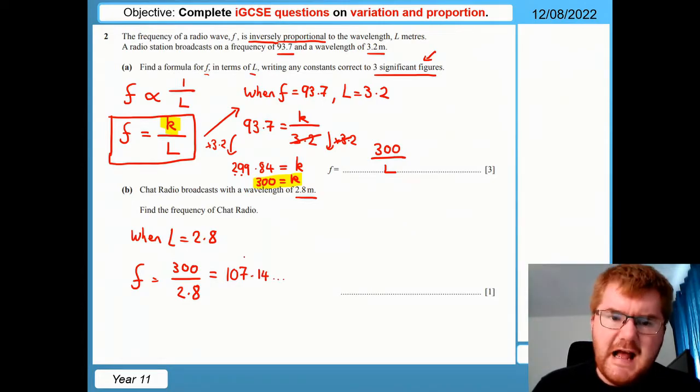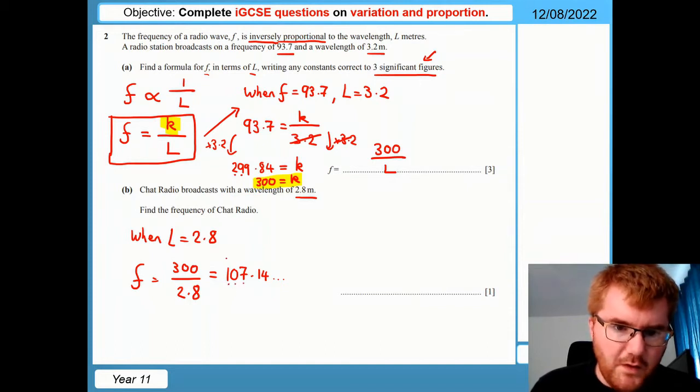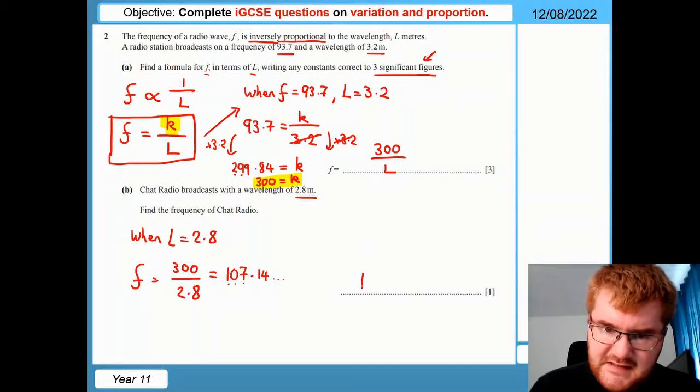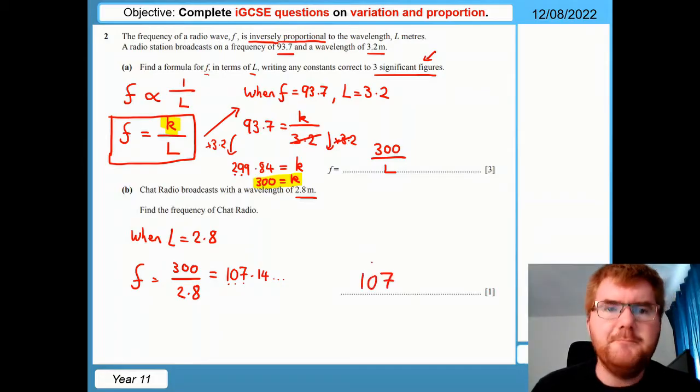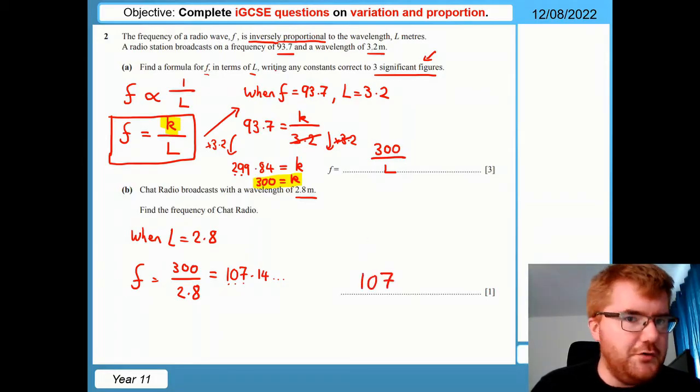So let's just write that in, 107.14 dot dot dot. And I generally put this now to 3 significant figures. First significant figure, second, third. The one's not going to round it up, so it's going to stay as 107. And the frequency has no units here, so I'm just going to leave it as 107.